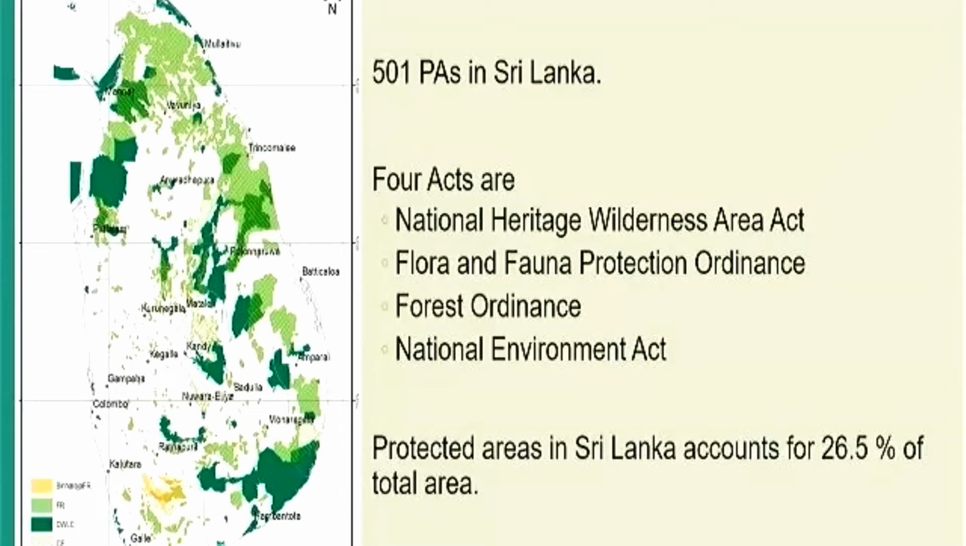When we discuss the protected areas in Sri Lanka, there are 501 protected areas under 4 different acts: the National Heritage Wilderness Act, the Flora and Fauna Protection Ordinance, the Forest Ordinance, and the National Environment Act. Of the total area of Sri Lanka, 26.5% is considered protected area, where these species are currently protected under the Wildlife Department and the Forest Department, basically.